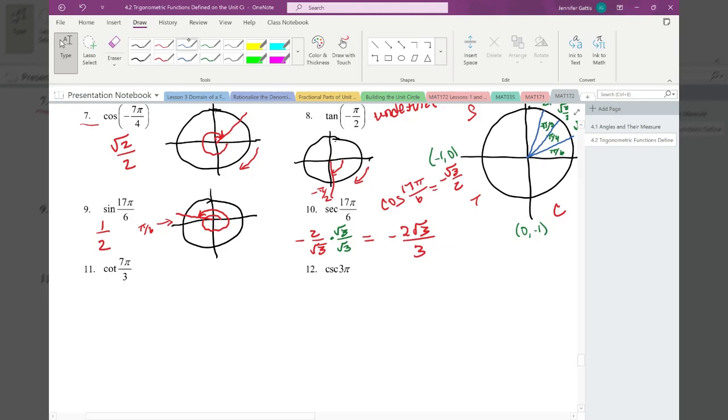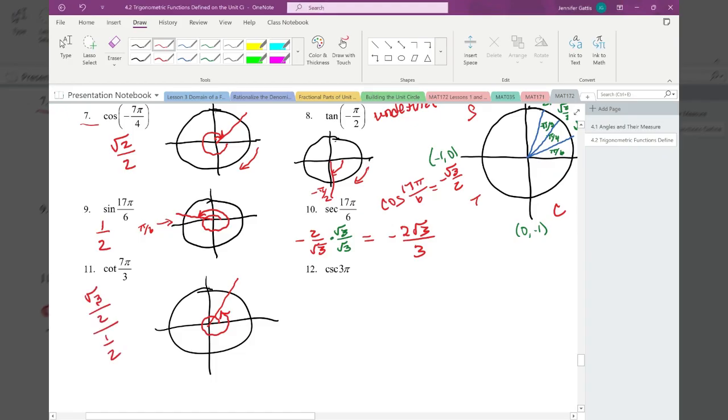The cotangent of 7 pi over 3. Well, 7 pi over 3, that is going to be 1 pi over 3 past 1 full rotation. So the cotangent here is going to be cosine over sine, which is root 3 over 2 over 1/2, or just root 3.